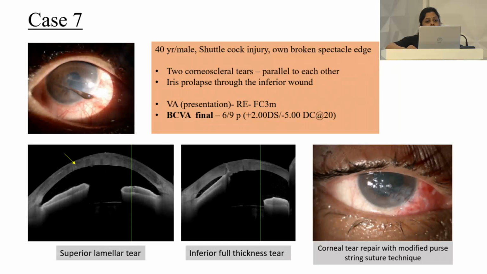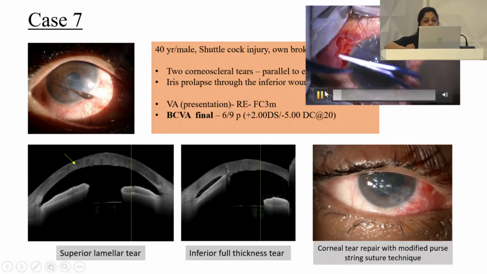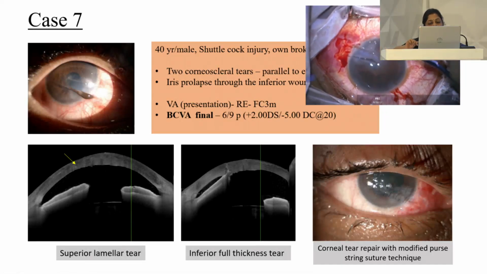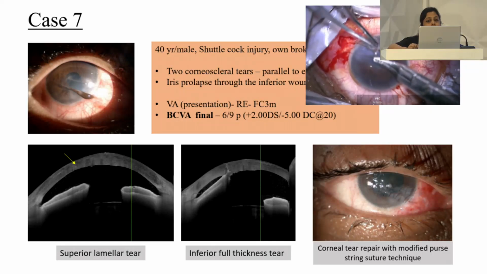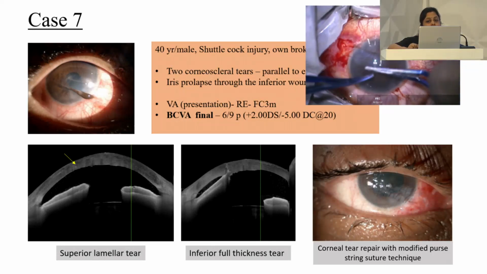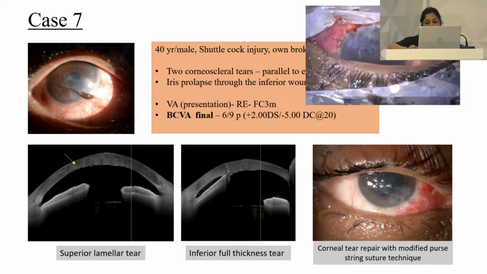So in surgery, we planned that we would only repair the inferior tear, but when we were repairing the inferior tear, the superior was opening, and that was also quite deep. And when we were repairing the superior tear, the inferior was also opening up. So we passed a continuous purse string suture through both the tears together to help in the initial apposition of both the tears in the initial part of the surgery, which helped us in the subsequent suturing of the individual wounds separately. After the suture removal, the visual prognosis was good.